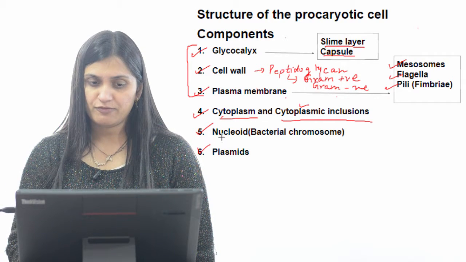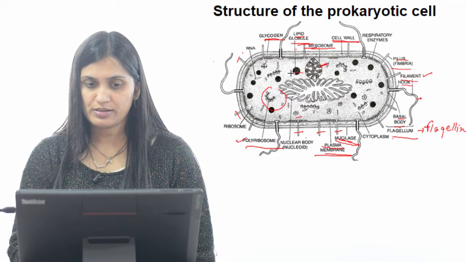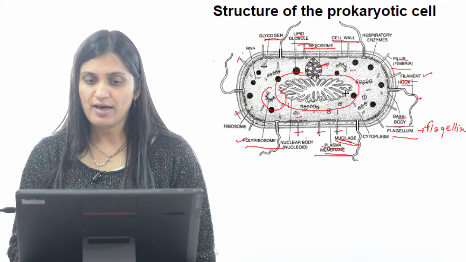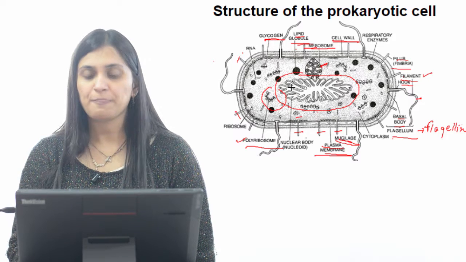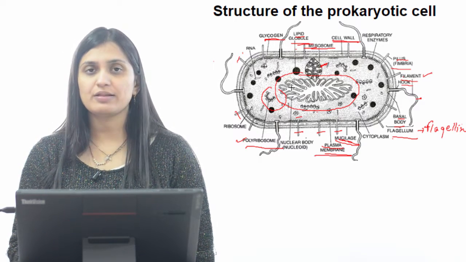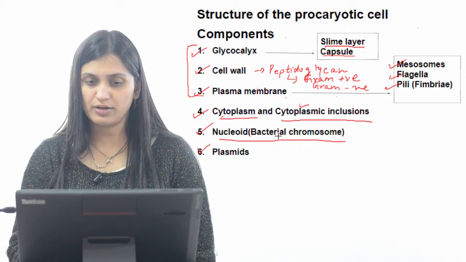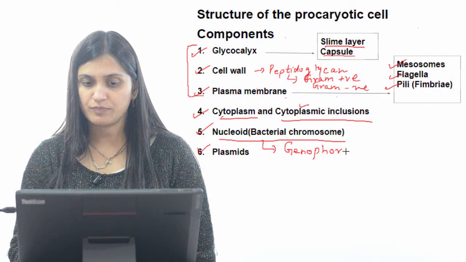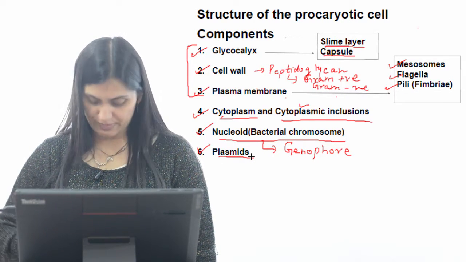Now the other one, if you see, is the nucleoid or the bacterial chromosome. In the diagram, this is the bacterial chromosome. It is a circular double-stranded DNA molecule. If you see here, it has no free ends; the two ends are covalently attached. It lies naked in the cytoplasm of the bacterial cell. The nucleoid is also called the genophore.